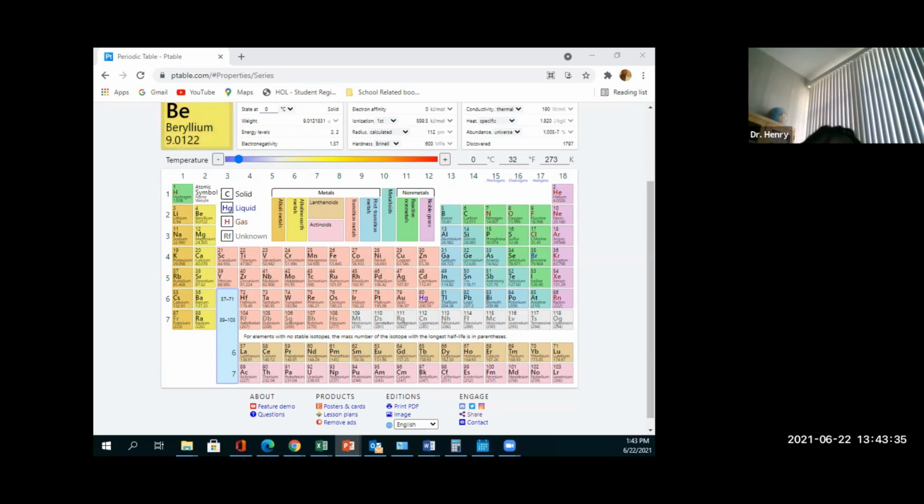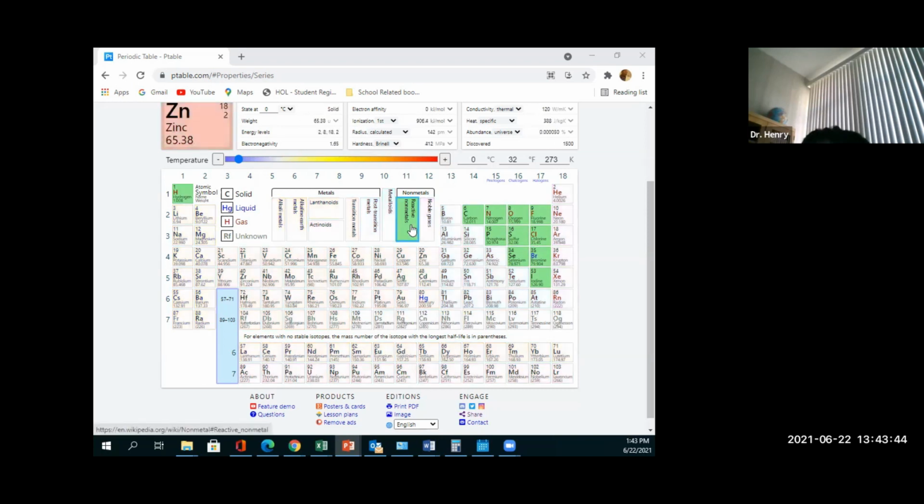Okay, we have non-metals. These are our non-metals, right? Here in green. We also have metalloids. Metalloids have characteristics of both metals and non-metals. Let's talk about non-metals to give you some of those characteristics. They're going to be dull, they're going to be brittle, and they're going to conduct electricity and heat very, very poorly.